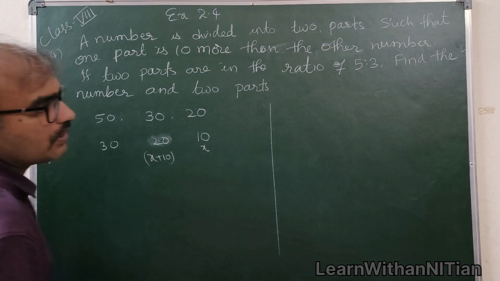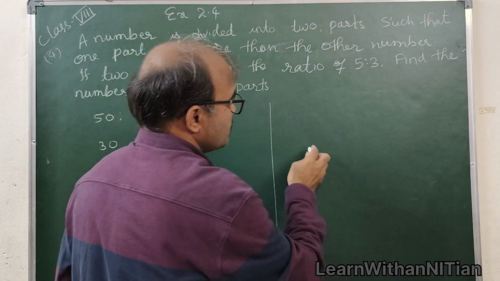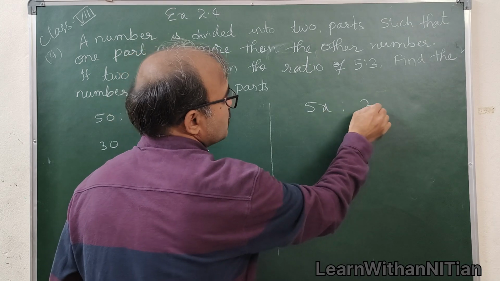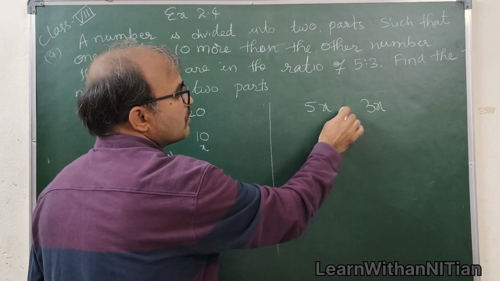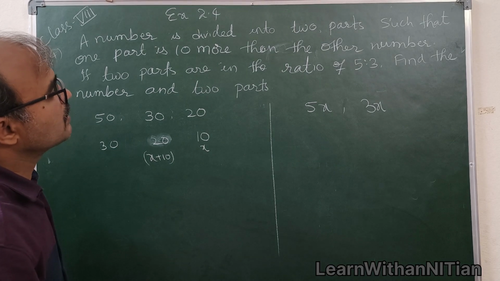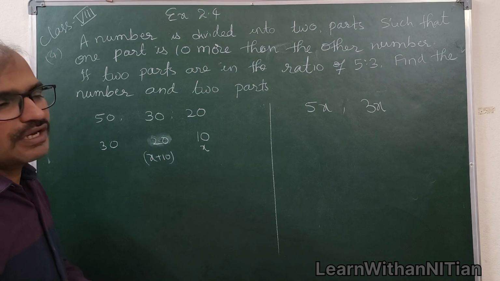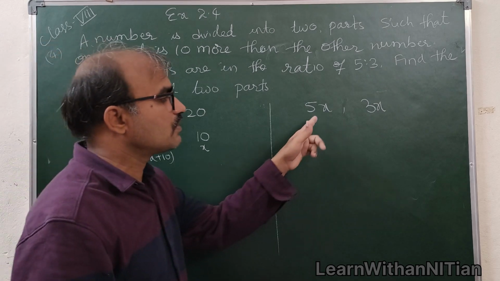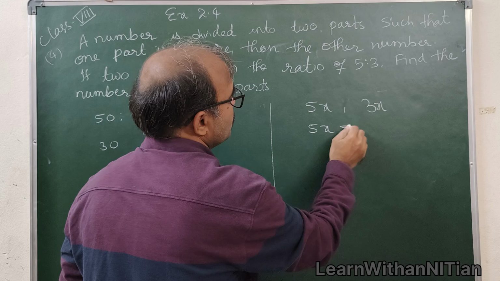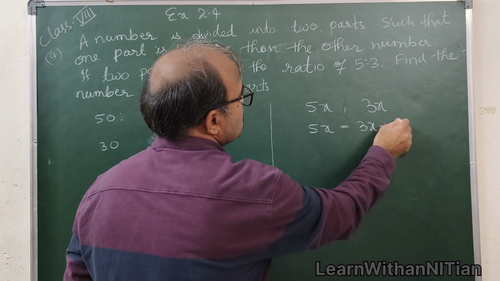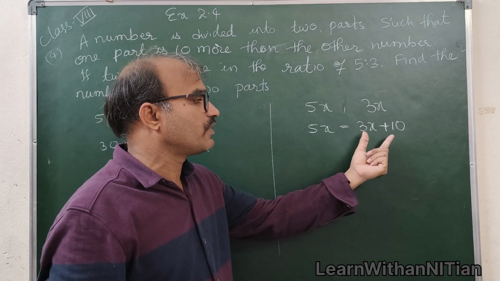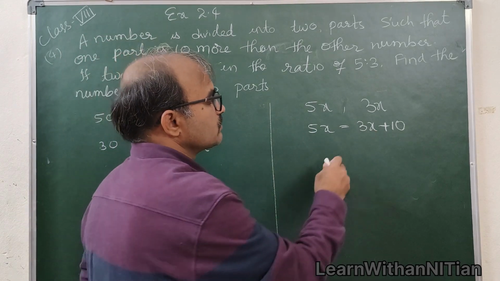So from now onwards, remember, when the ratio is given, the numbers will become 5x, 3x, the common ratio. The numbers will be 5x and 3x. And they are already saying one number is 10 more than the other one. Which is larger here, 5x or 3x? 5x is larger. So 5x is equal to how much? 3x plus 10, right? As one number is 10 more than the other one, if you add 10 to the smaller one, you will get the larger number.